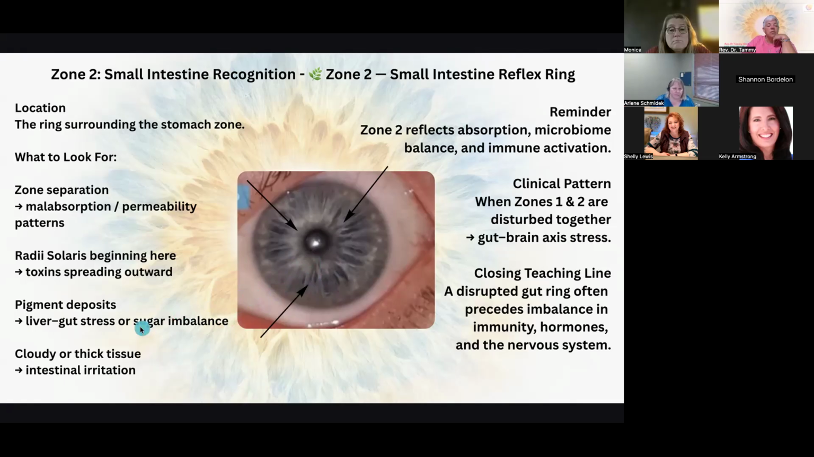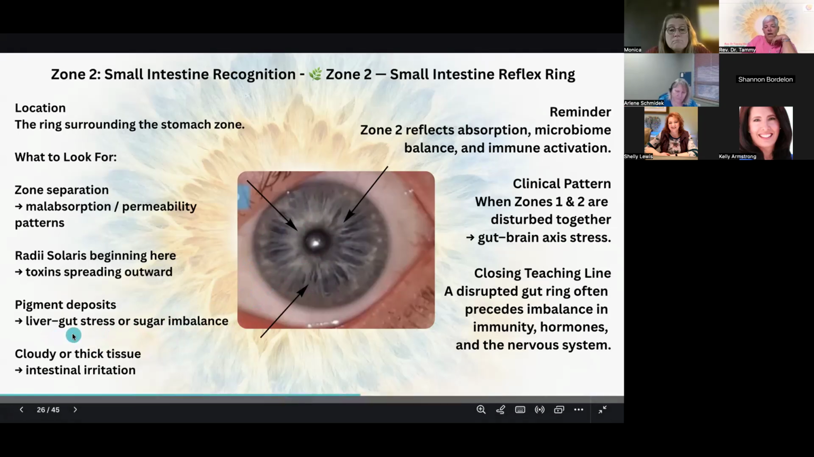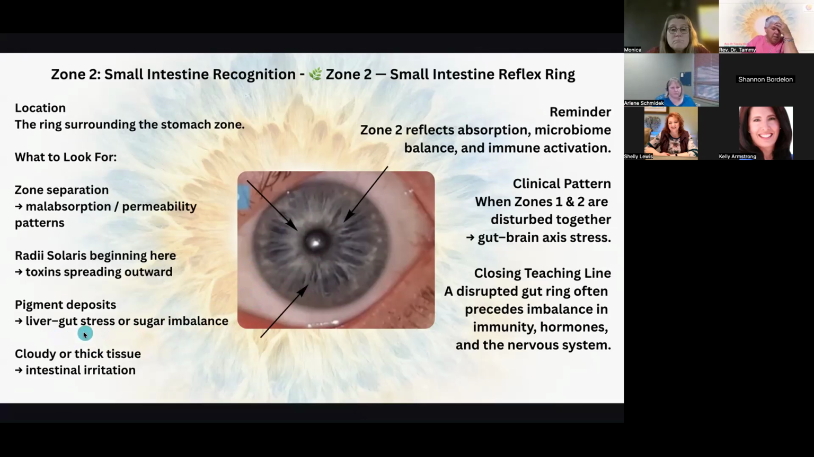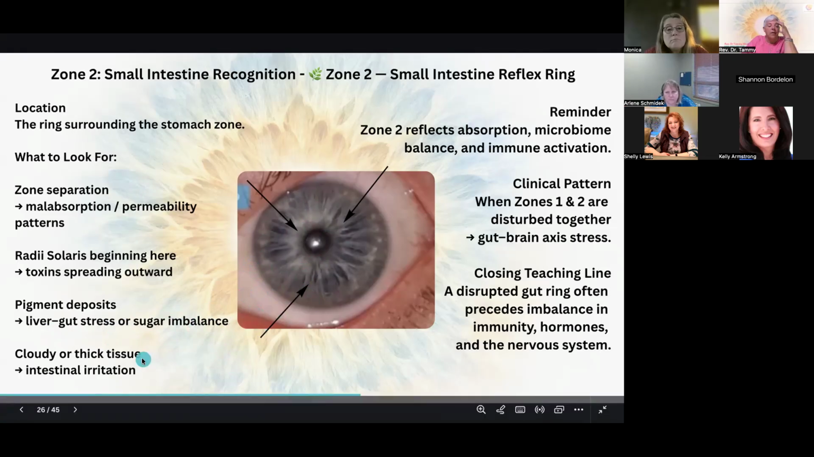That is a good picture. Pigment deposits. We don't really see any pigments in this one. If you saw red or the orangey color, then we'd say there's some liver and gallbladder things going on here. Liver, gut stress, or sugar imbalance. Could be pancreas. The pancreas is not working if there was some yellow in here.